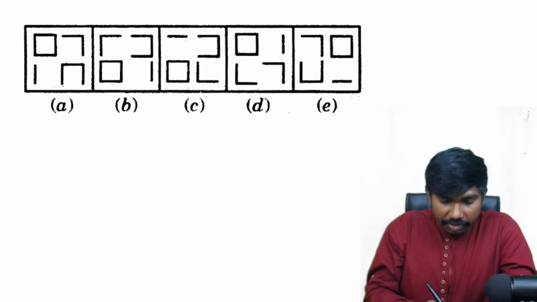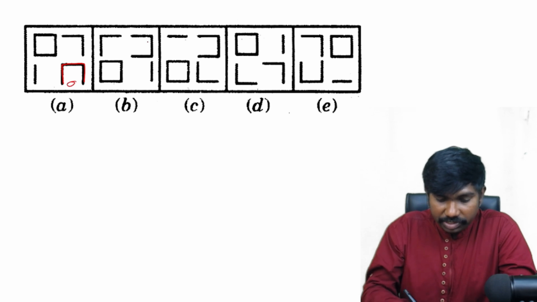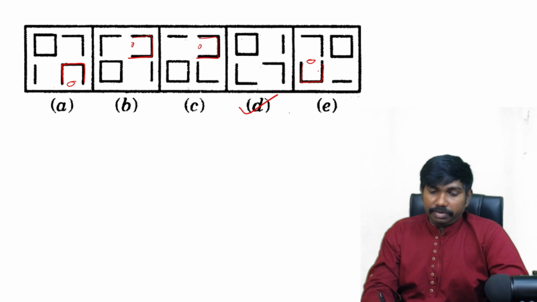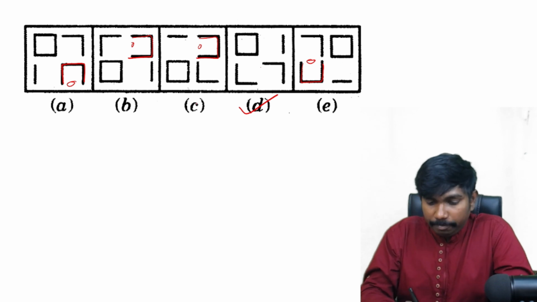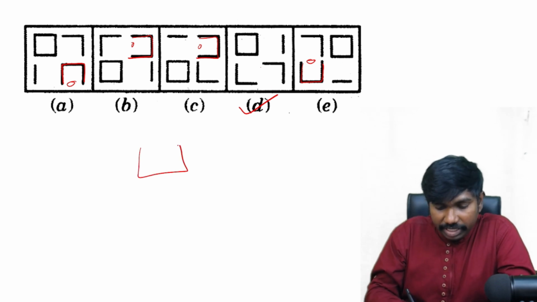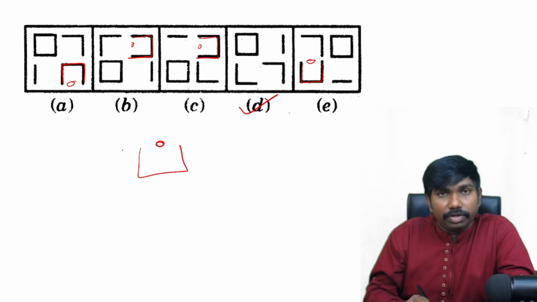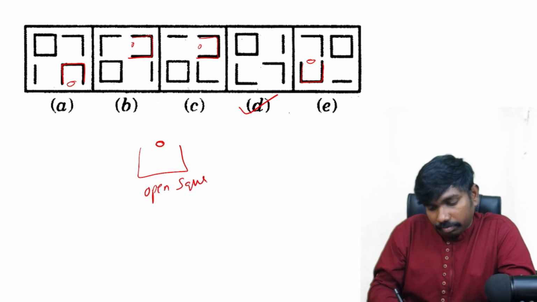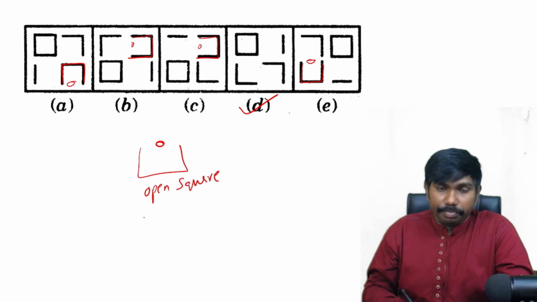Next question. In every figure there is a one side open square, one side open square, one side open square, and here also one side open square is there. But in this option D, there is no such figure. That figure is missing. All except option D have a one side open square on one side.